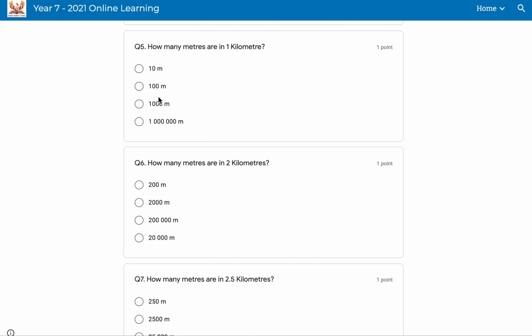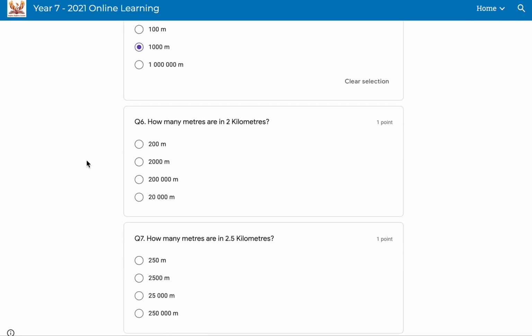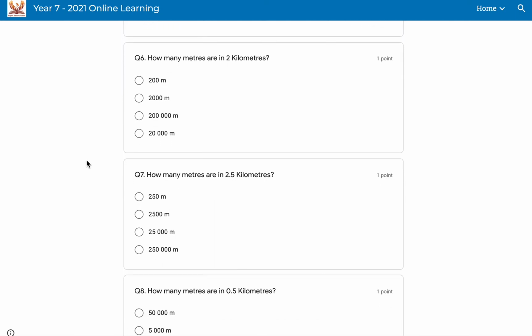So there's 1,000 meters in 1 kilometer. How many meters are there in 2 kilometers? Okay, well, if there's 1,000 meters in 1 kilometer, how many are there going to be in 2 kilometers? We just need to multiply it by 2. So 1,000 times 2 is 2,000.